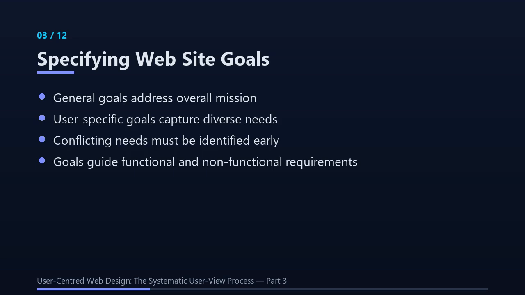In addition, we must articulate user-specific goals that recognize the varied motivations of different audience segments. For example, a power shopper may demand rapid navigation to a product, while a casual browser prefers a leisurely exploration. Identifying these potentially conflicting needs early allows designers to balance speed with discoverability. The resulting goal hierarchy becomes the reference point for every functional requirement and design decision that follows.